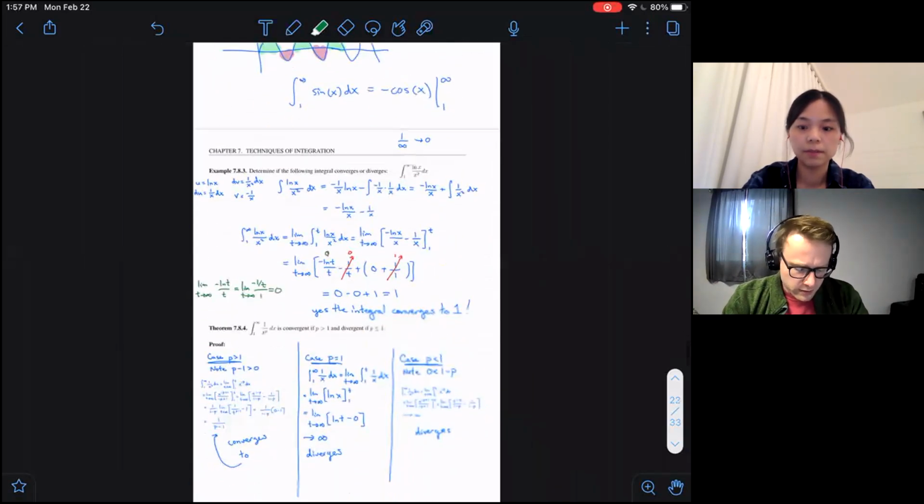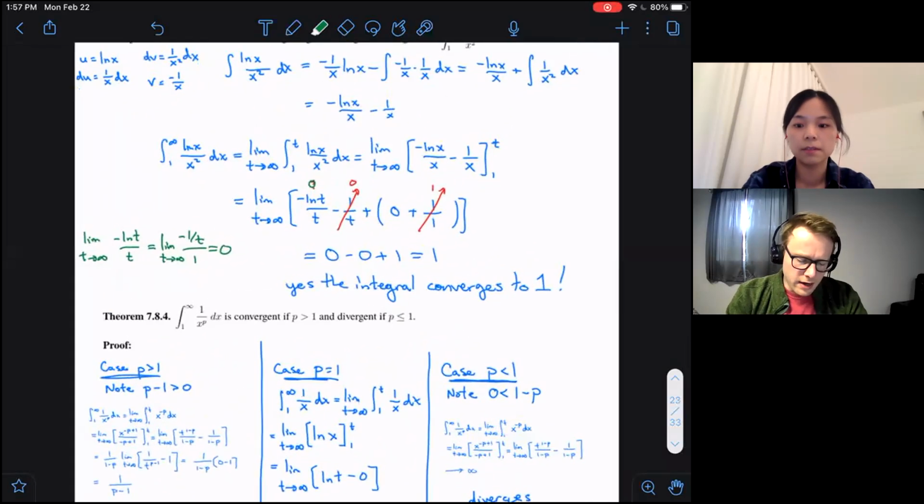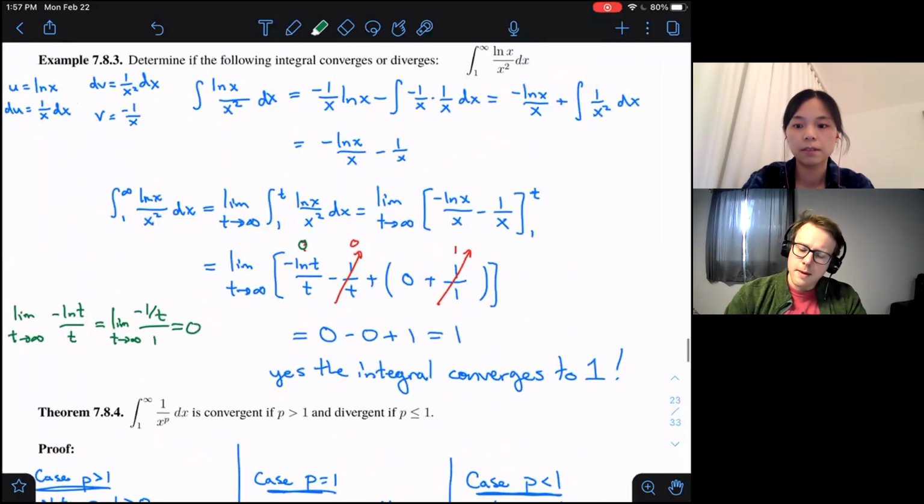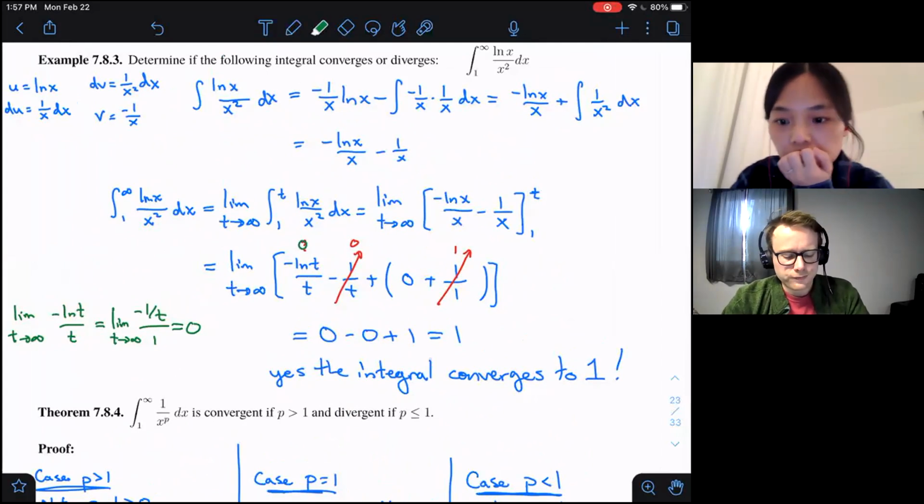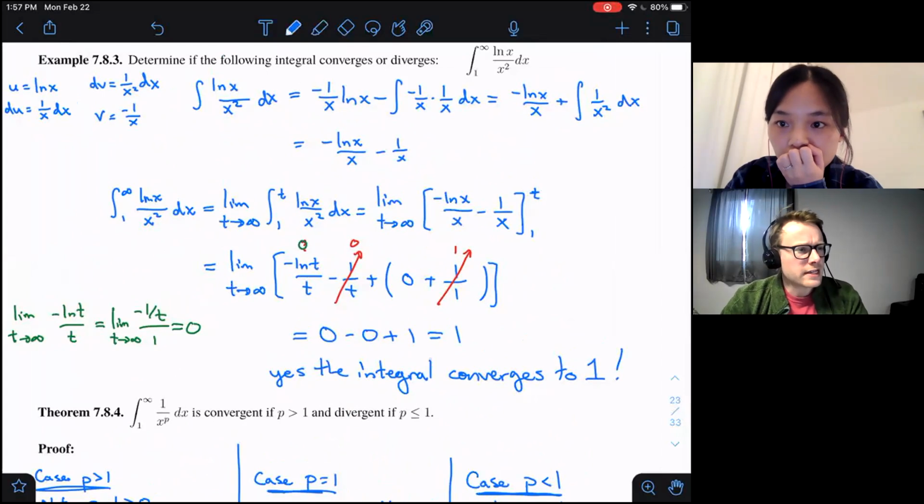Okay, and then you saw in the video how we pay careful attention to either if you're going to infinity for your x values, or if you're integrating over a discontinuity. That's the big point for this. All right, so that's the videos in a nutshell.